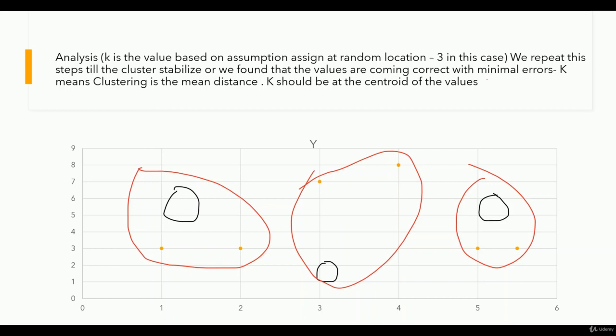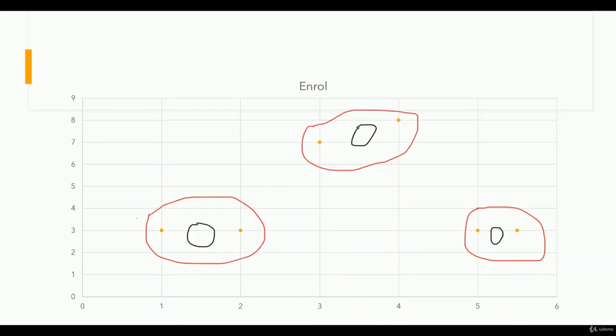Once after this, you need to take the values of both the yellow spots and make the black dot, or black circle, in between the yellow spots. Once it is done, only then can we have a stabilized value for the k. So k should be at the centroid of the yellow, as shown in this. Once we did this, we can say that the model is in a perfect shape.